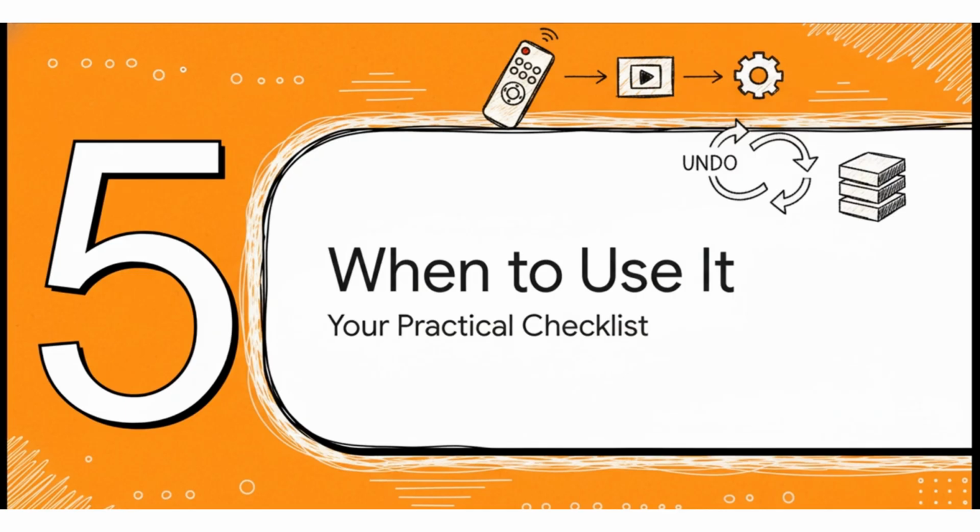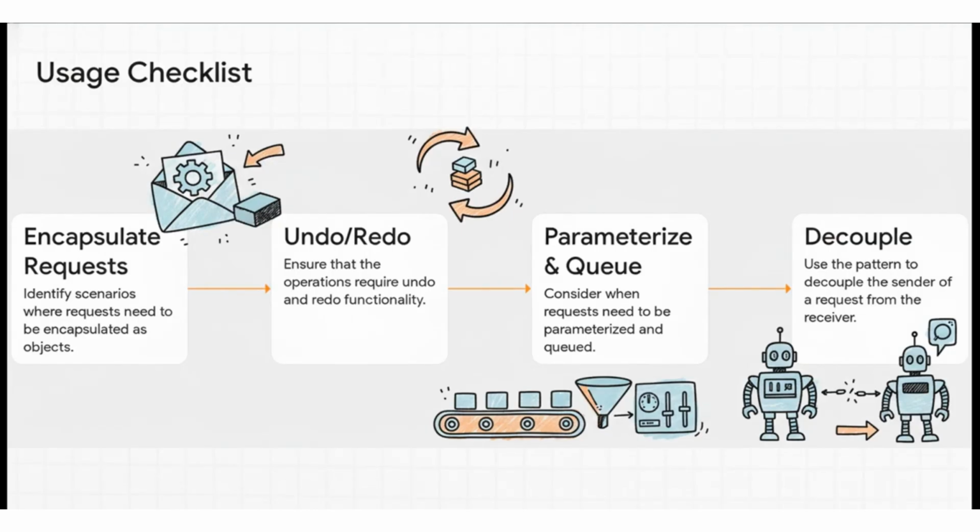So here's a practical little checklist to help you decide. Just ask yourself these 4 simple questions. First, do you need to treat your requests as objects? Second, is undo/redo a critical feature for you? Third, do you need to queue up operations or maybe run them later on? And finally, do you really need to decouple the thing that sends the request from the thing that actually does the work? If you find yourself saying yes to any of these, then the command pattern is probably an excellent choice for your project.